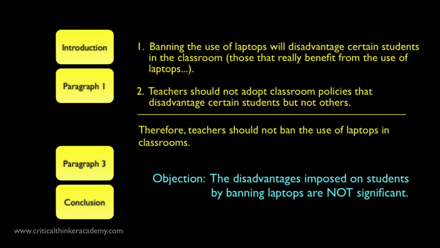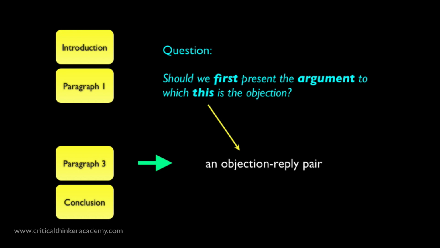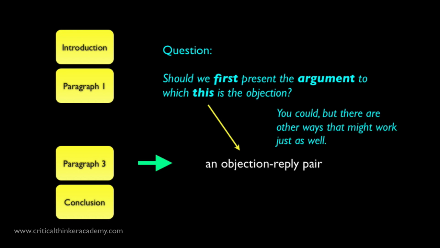You get the idea. Now let's go back and take a look at the objection-reply pair in paragraph 3. A question that might naturally arise here is whether the author should make an effort to first present an argument that can serve as the target of the objection, so that we have a nice 3-argument set with argument followed by objection followed by reply. My answer is sure, you could do that, but you don't have to. There are lots of ways of organizing the argumentative points here that could be equally effective.